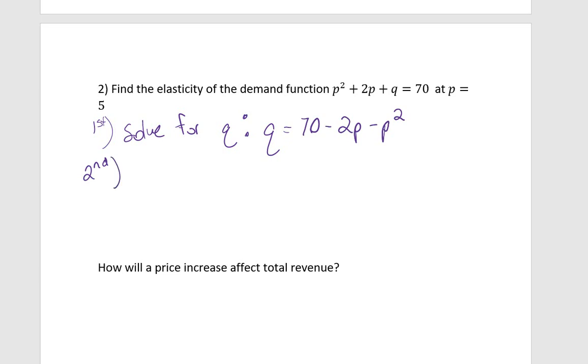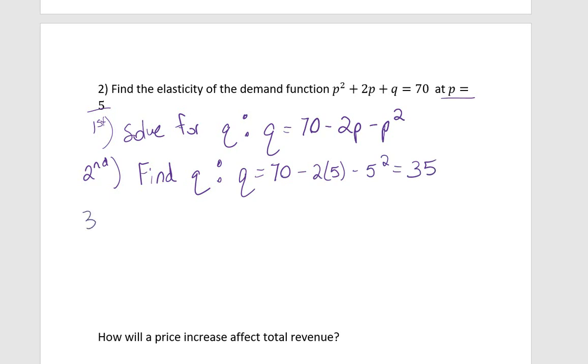Now the second thing we want to do is that we actually want to find q. So they gave us p, but we want to find q. So q is going to equal, well, they told us that p equals 5. So that's going to be 70 minus 2 times 5 minus 5 squared. So we get q equals 35.